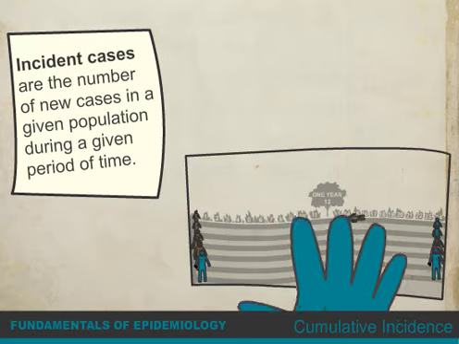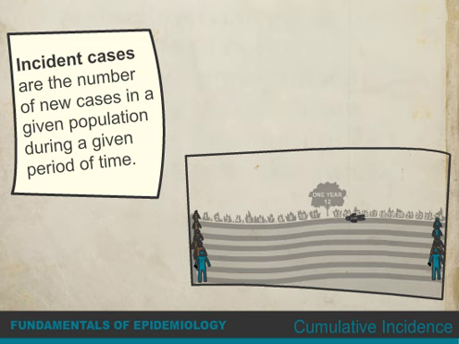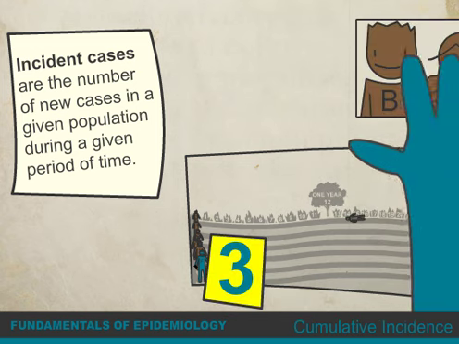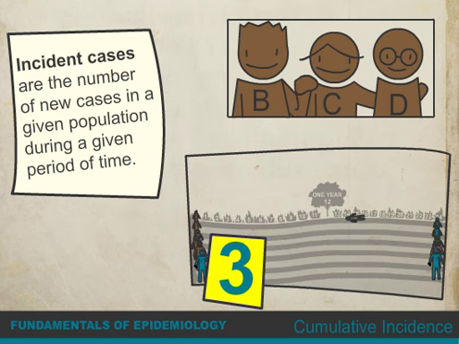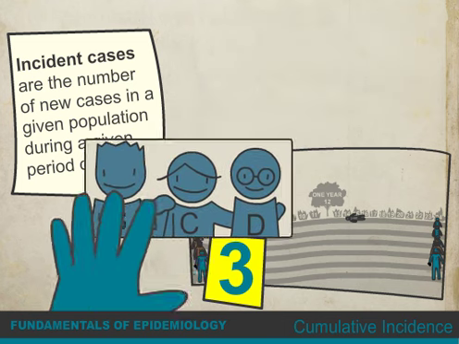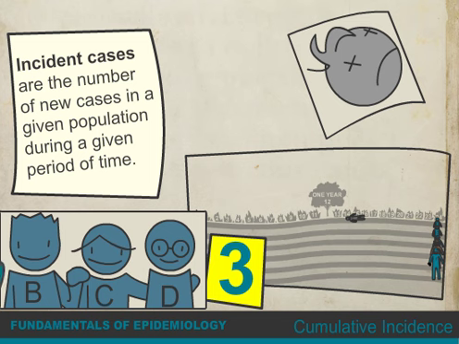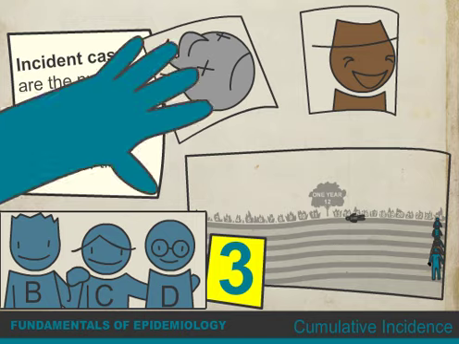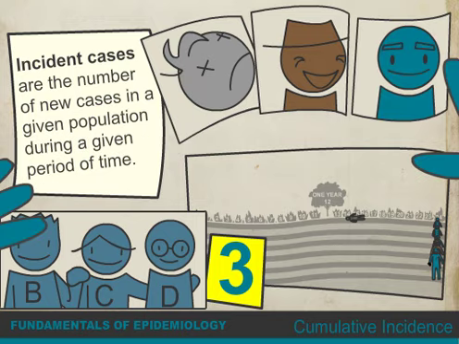In our fictional study, the number of incident cases over the 2-year period was 3. This is because Bob, Cathy and Deb all acquired diabetes during the study. We don't count Andrew because he died without ever acquiring diabetes. We don't count Erin because she didn't get the disease. And we don't count Frank because he had diabetes at the beginning of the study, so he didn't newly acquire it during the 2-year period.